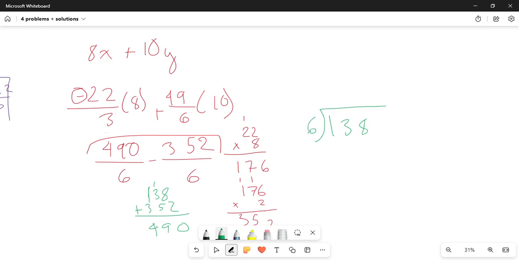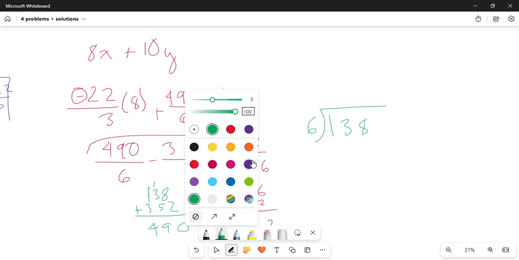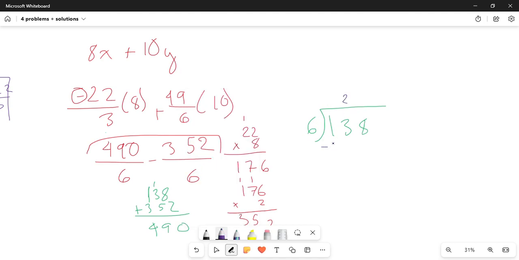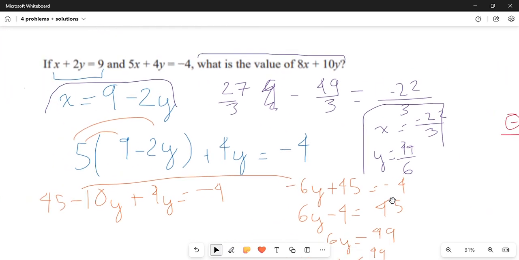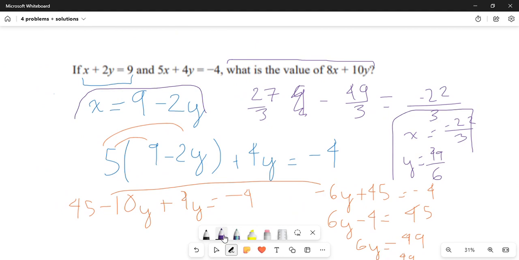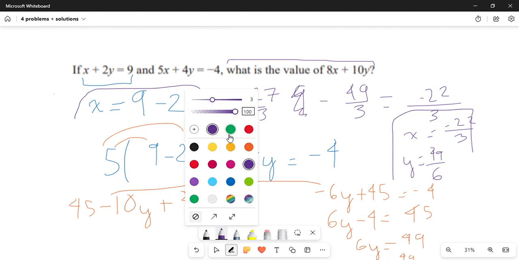And if we use long division, we could see that 6 goes into 13 2 times. So this would be a 12, that would be a 1. 8 comes down here, so 6 goes into 18 3 times. So your answer would just be finally 23. Okay, so that's going to be your final answer.